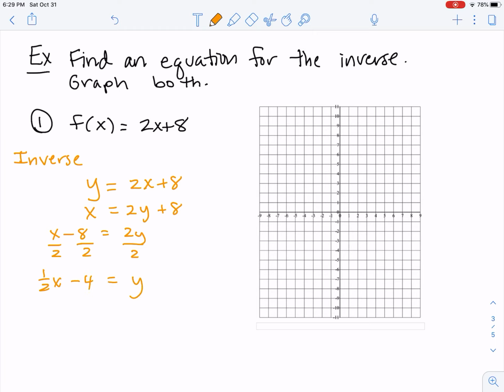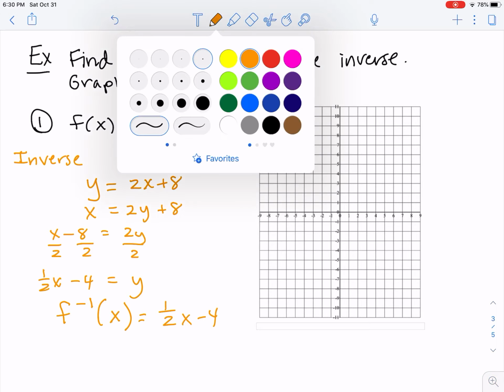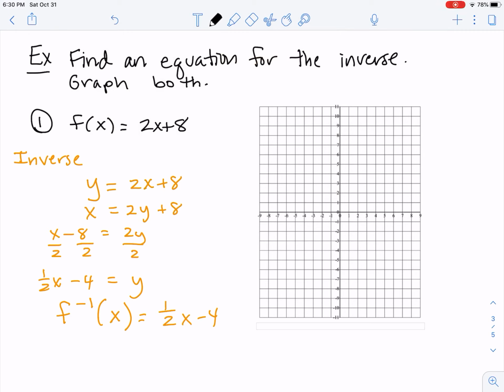Now, function notation. The inverse of f is the same as f to the -1 of x. Notice that is the inverse of f, and that equals one half x minus 4. Let's graph our function f of x equals 2x plus 8. That means my y-intercept is 8. My slope is 2, so up 2, right 1, same as going down 2, left 1.